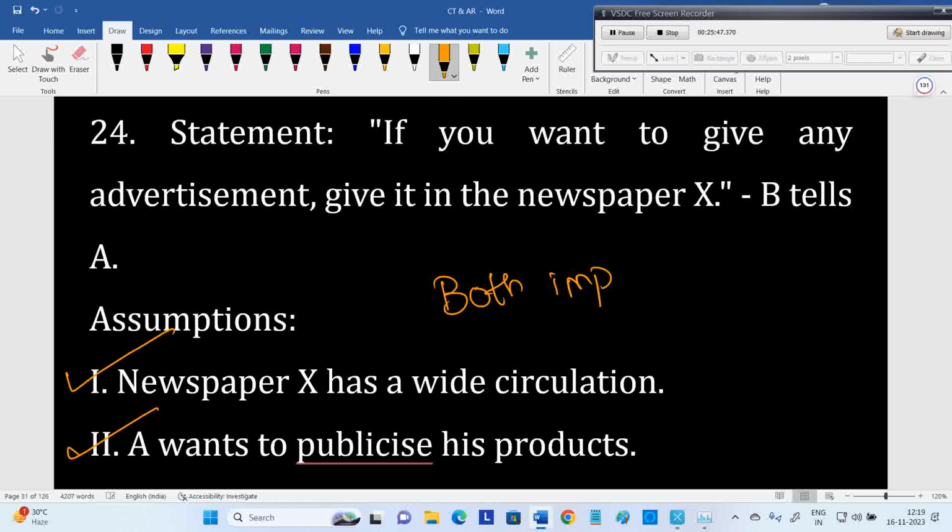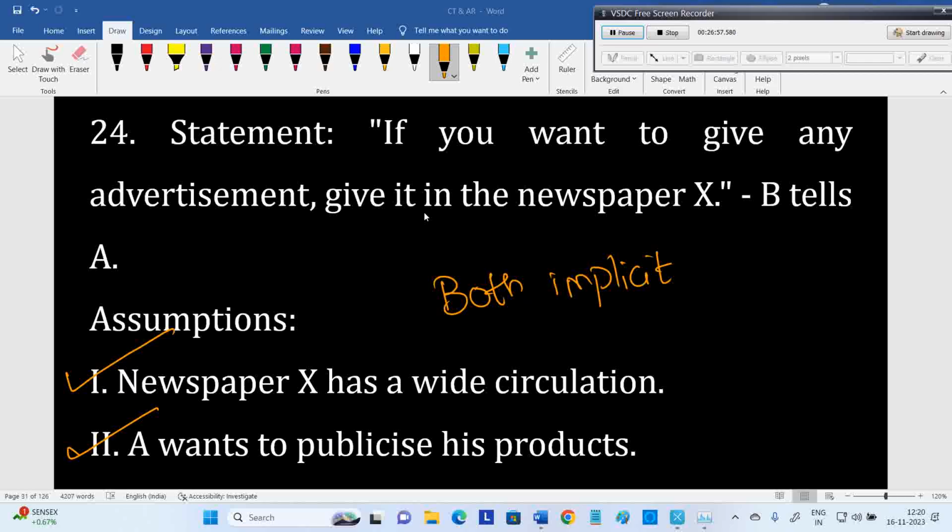Both are implicit. Now, yes, sir, please. See, okay, fine. Listen to the question. Your friend is asking about the statement that has the word if. Your doubt is, okay, if is mentioned. So, if you want to give an advertisement, give it in newspaper X. That's what B tells A. Okay, agreed. Your friend is saying there is a word if, sir. Okay, there is a problem. If means there is a doubt. Okay, fine, agreed.